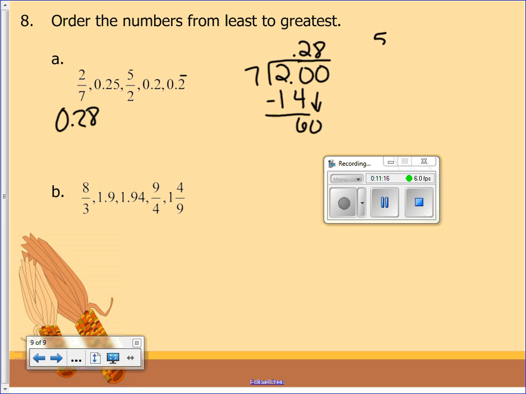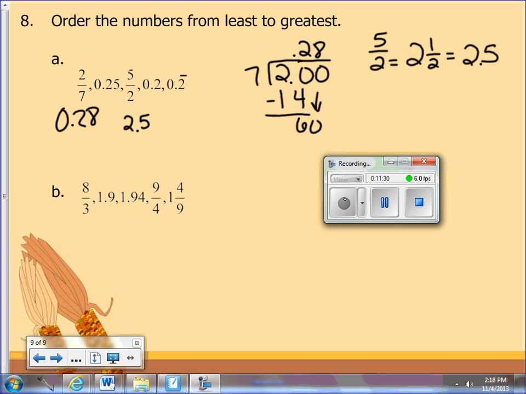Then I'm going to take 5 over 2, change it to a mixed number. 2 1/2 is the same as 2.5. So I can change this to 2.5. Now we can compare these numbers from least to greatest. As we write them down, we're going to cross out the ones we use first. So we're going to put them in order from least to greatest. So here is our final answer. We changed each of those numbers to a decimal, compared them, and put them in order from least to greatest.